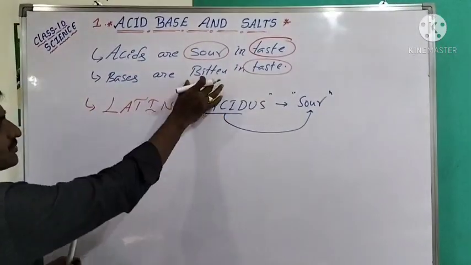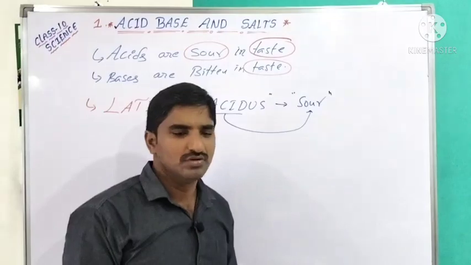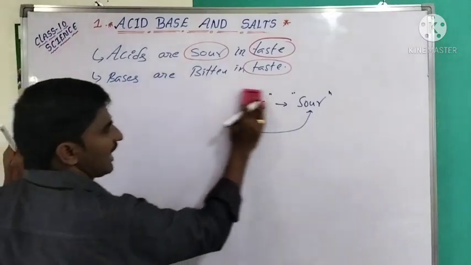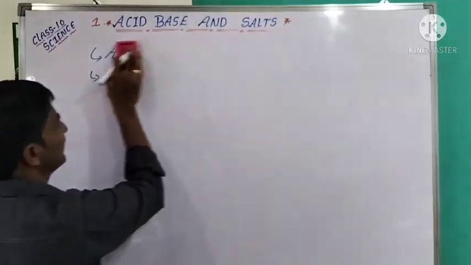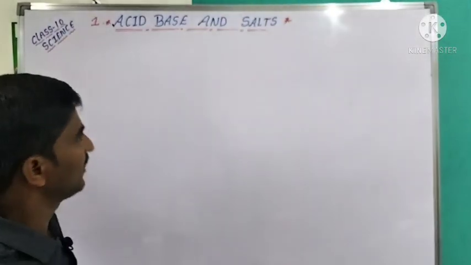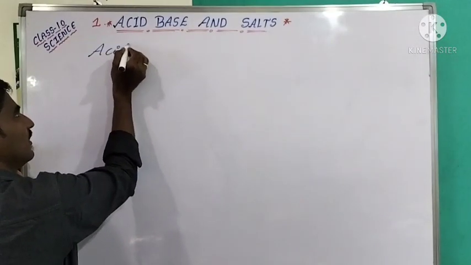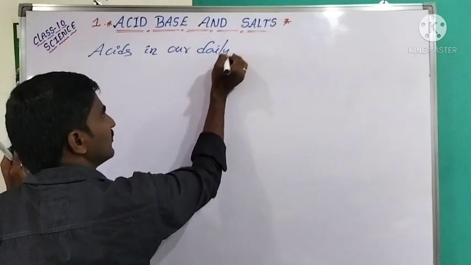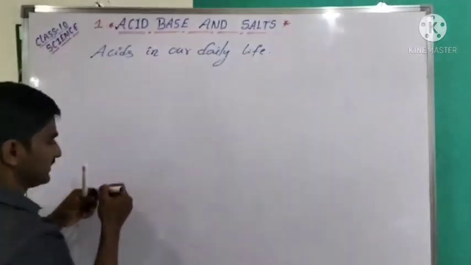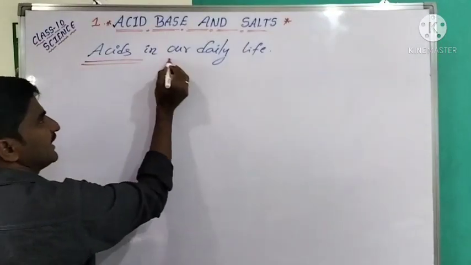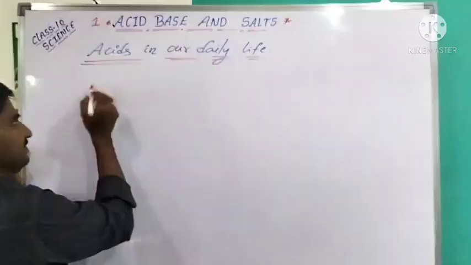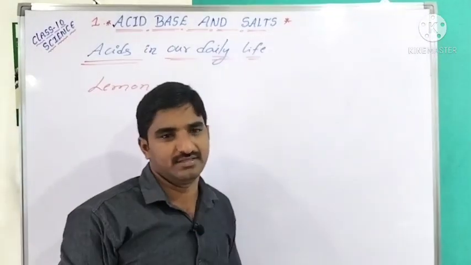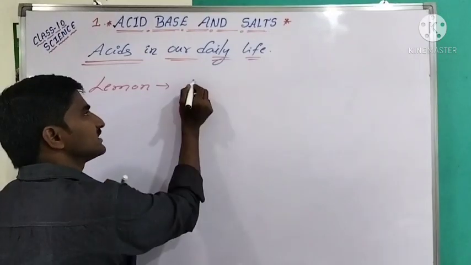Next, here also the bitter taste identifies the basic substance. How can you identify these substances in earlier days? For example, acids are in our daily life. Just take a lemon. Just taste it, the lemon fruit. So it has a sour taste.